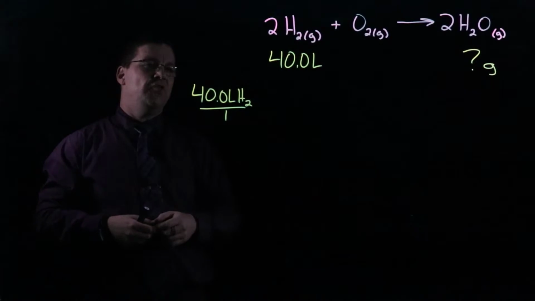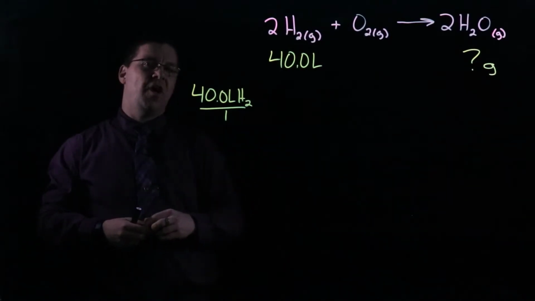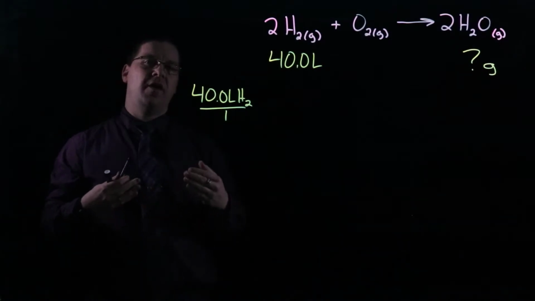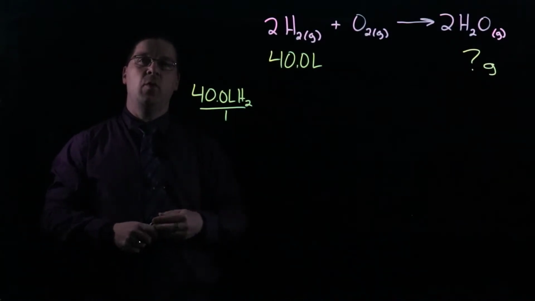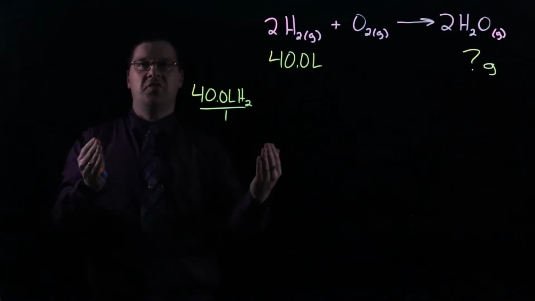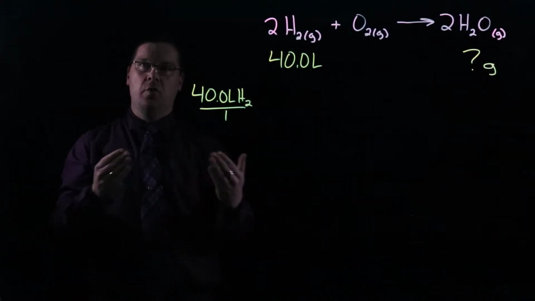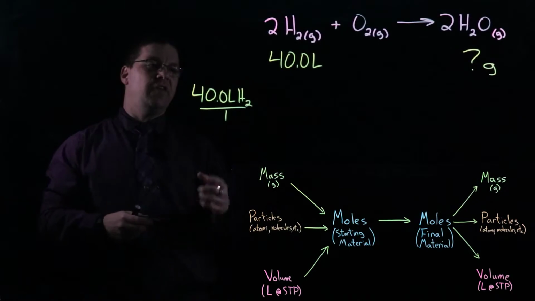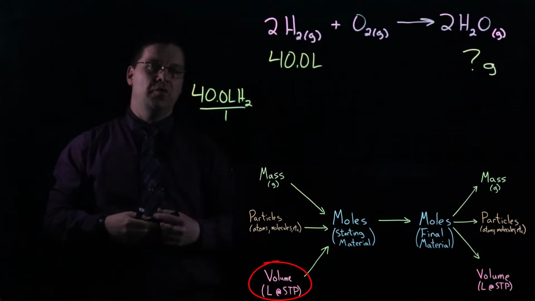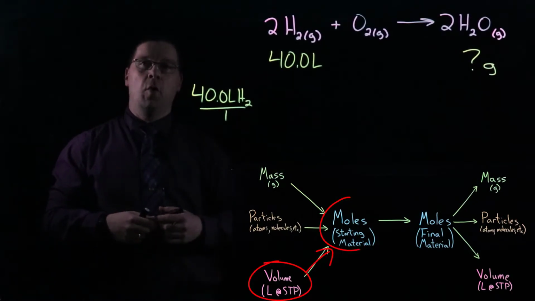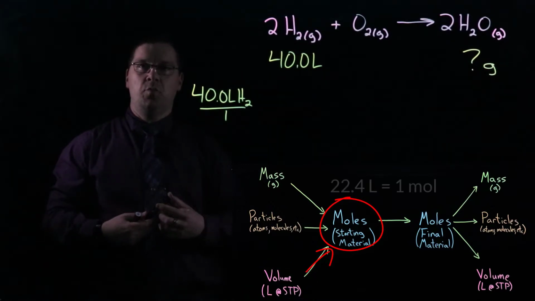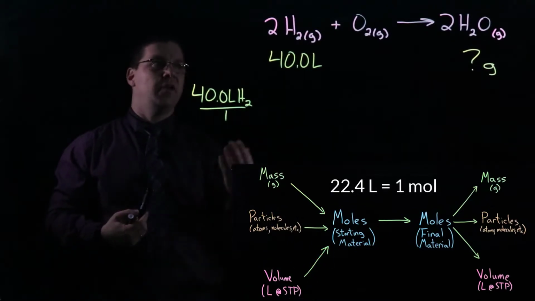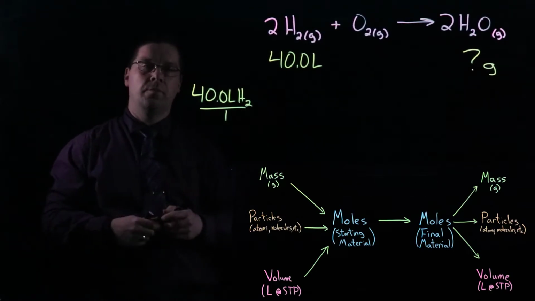The next thing we need to do is get this initial quantity of hydrogen into moles, because when we have a substance expressed in moles, then we can compare one substance to another in terms of how many particles are there. So we've got to get to those mole units. Since we're starting with liters and going to moles, we need to use the molar volume, which is 22.4 liters for every 1 mole of gas, so long as we're at STP, and that's what we said we were going to assume here.